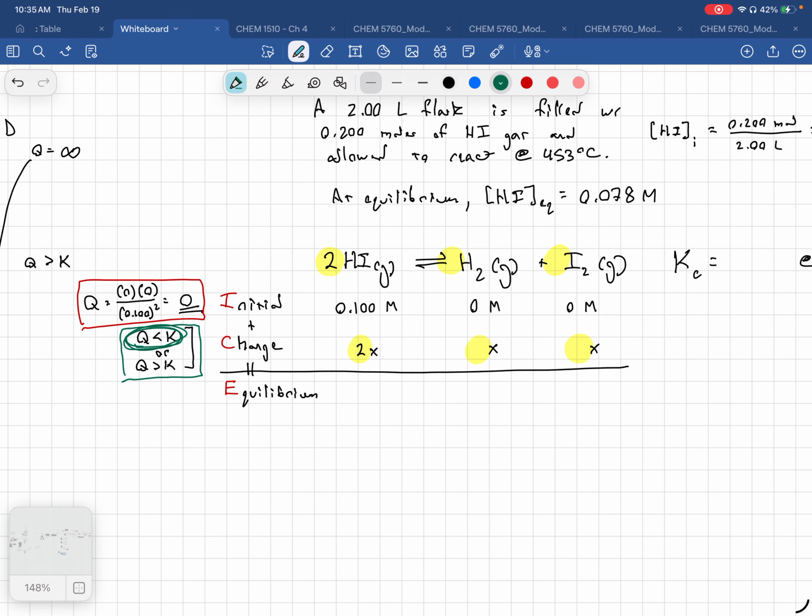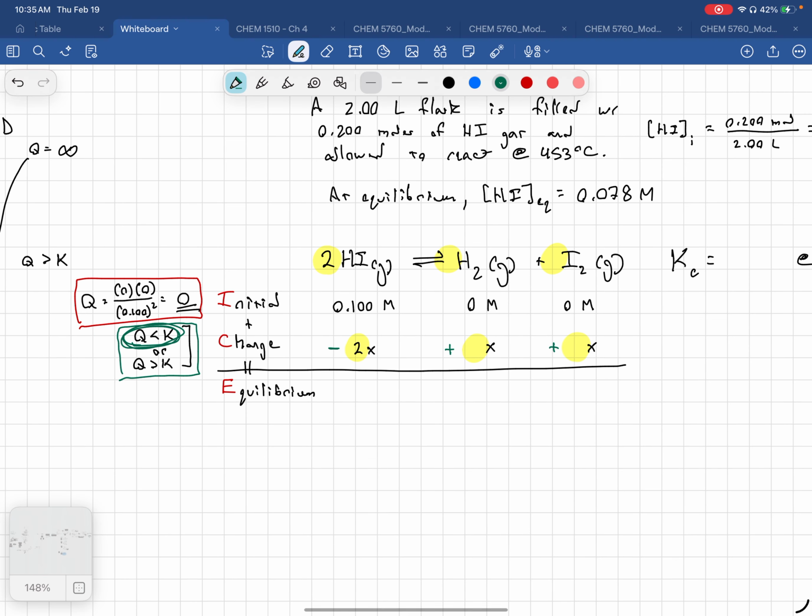But what we're determining from Q is less than K is that our reactant concentrations must go down, so minus sign, and our product concentrations must go up to reach equilibrium. So that's what Q less than K is telling us. Reactant changes are subtractions and product changes are additions.